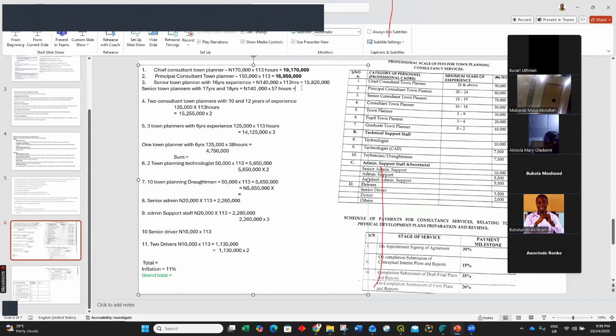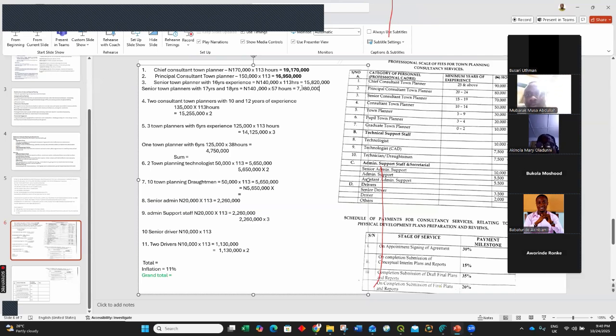Then for the 2 other senior town planners, they will not participate fully in the project. They will only participate for 57 hours. So we calculate 140 times 57, then times 2 for the 2 of them. Somebody should calculate for one of them, then we will do times 2. So 140 times 57. How much is that? Okay, Mr. Sunday Stephen. 7 million. So for each of them, 7 million.